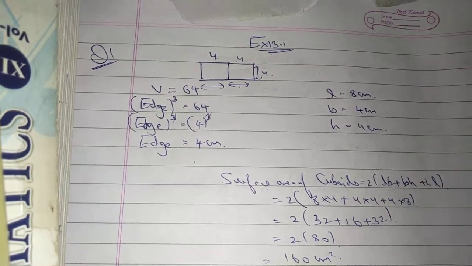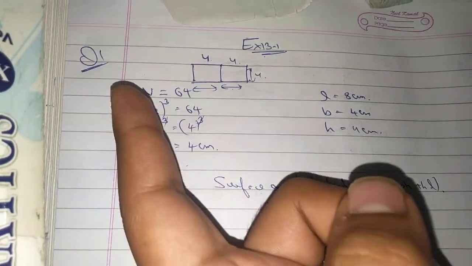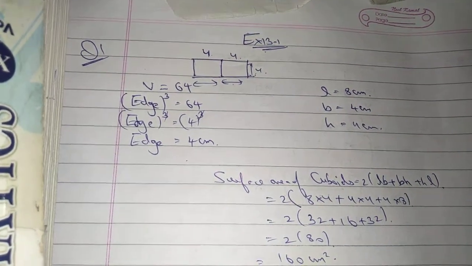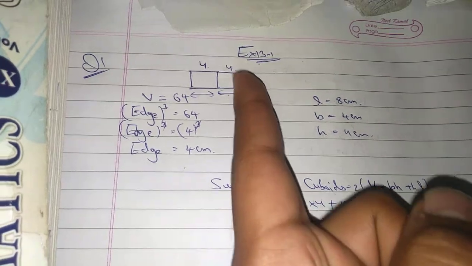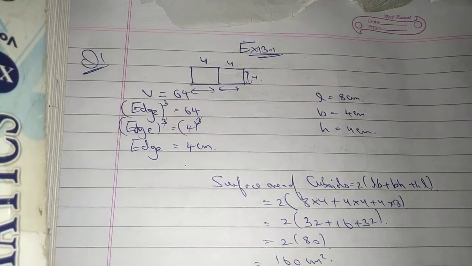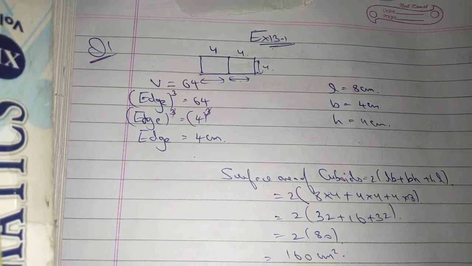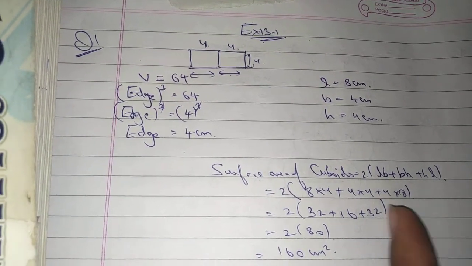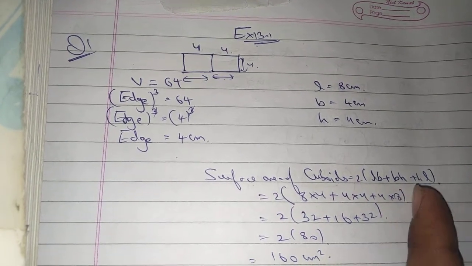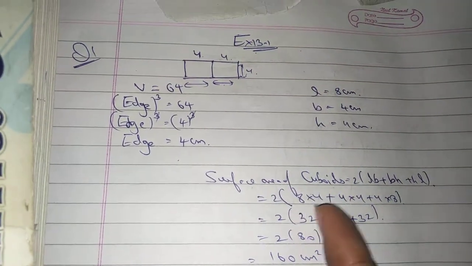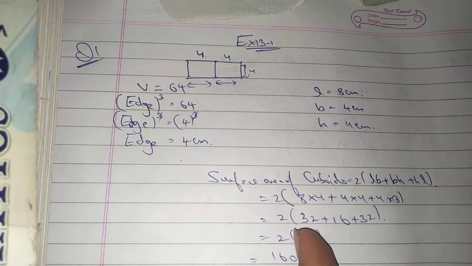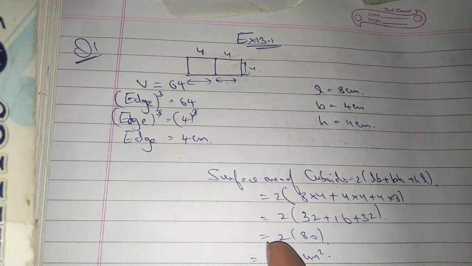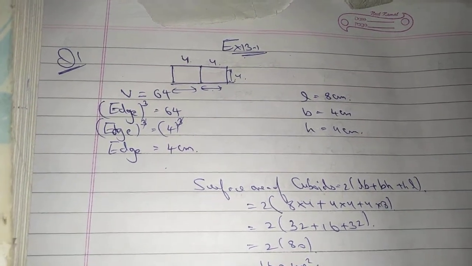Now I will go for the length, breadth and height. How much length is there? This plus this, so total length is 8, not 4. Breadth is the same, 4 only, and height is also the same, so only length is changed. Length is 8 centimeter. Now surface area of cuboid is 2(LB + BH + HL). Put the values of L, B and H: 8×4, 4×4, 4×8. 8 4s are 32, 4 4s are 16 and 4 8s are 32. That is 32 plus 16 plus 32, 80. 80 into 2, 160 centimeter square is the answer.